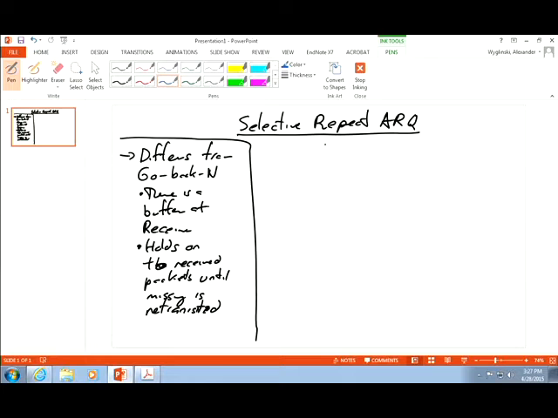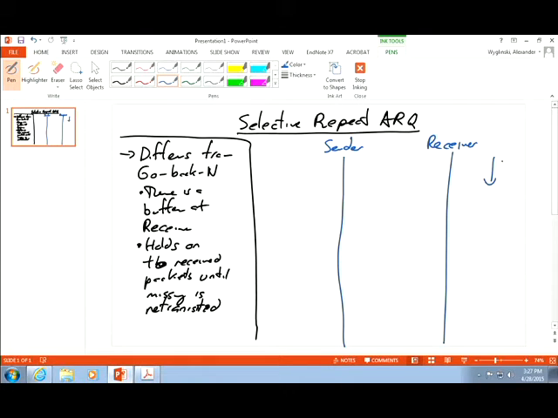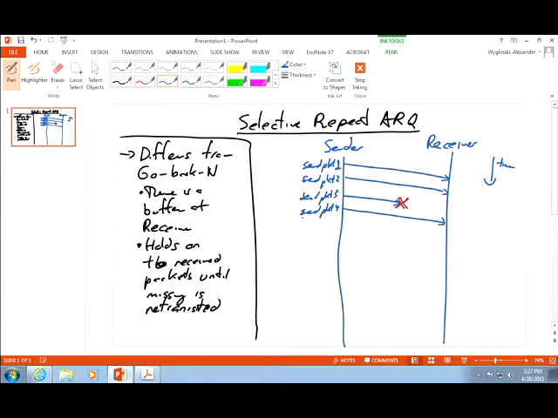So the way that would work is you have sender, you have receiver, and again, remember, this is time. You send packet 1, send packet 2, send packet 3, send packet 4. And again, let's say we get that same issue. Let's draw it in red. And you don't get packet 3. Let's say we send a batch more, packet 5, packet 6. And then we also send X.